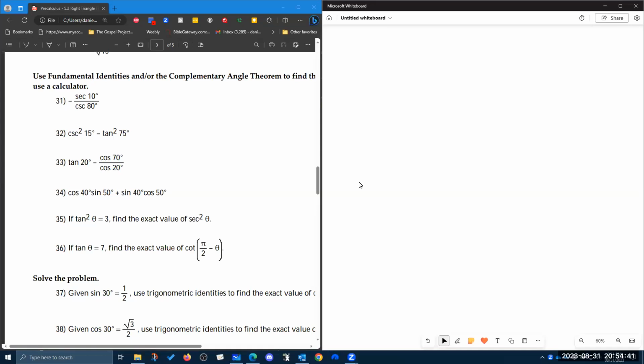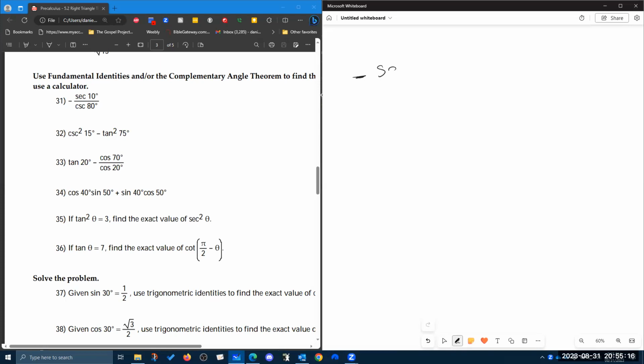In this video, we're going to use the complementary angle theorem to solve problems 31 through 36. We use the complementary angle theorem when we have angles that are complementary, like 10 and 80, which add together to be 90, and we have co-functions like secant and cosecant. The co-functions of complementary angles are congruent. So in this case, secant of 10 degrees is the same as cosecant of 80 degrees.